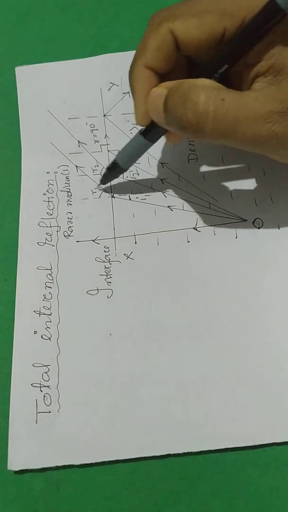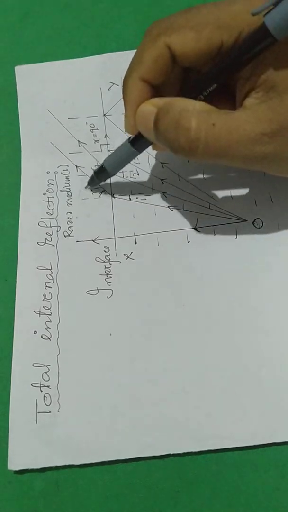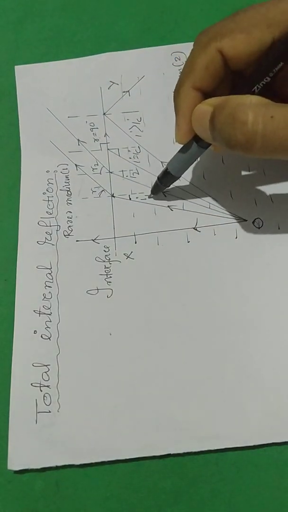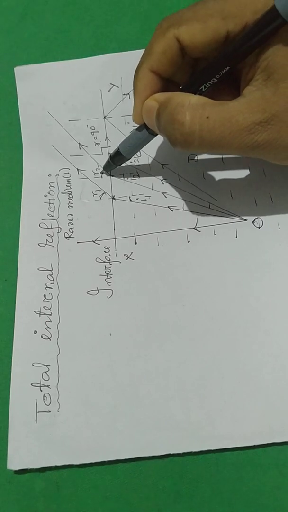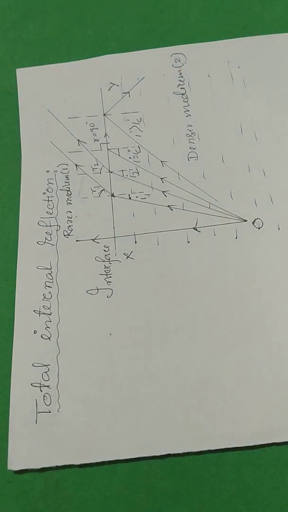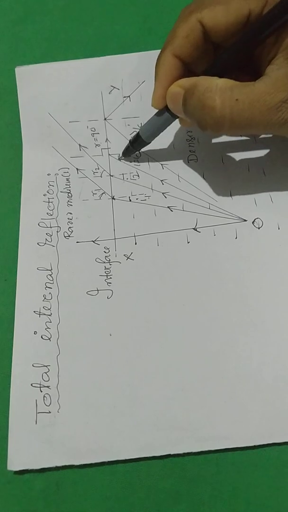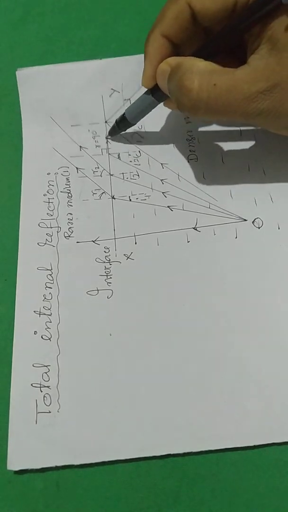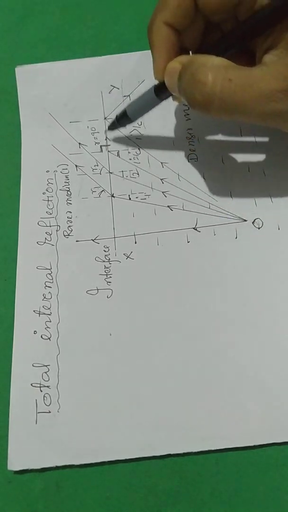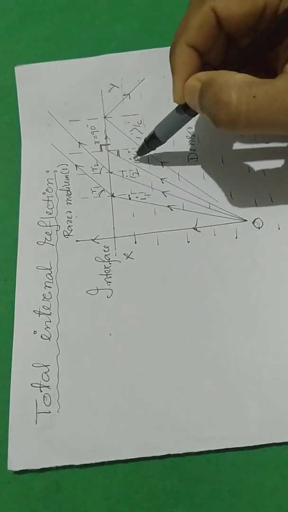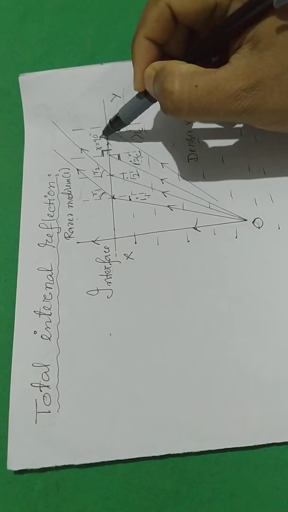Say this ray, if you take, after refraction, angle of incidence I1, angle of refraction R1, so it bends away from the normal. Again, if we increase the angle of incidence, say I2, then it bends more away from the normal, so the angle of refraction becomes R2. If we increase the angle of incidence in this way, at a particular angle of incidence the angle of refraction becomes 90 degrees. Since the refracted ray moves away, it becomes parallel to the interface. That angle of incidence in the denser medium is called the critical angle. I equals IC, and angle R equals 90 degrees.